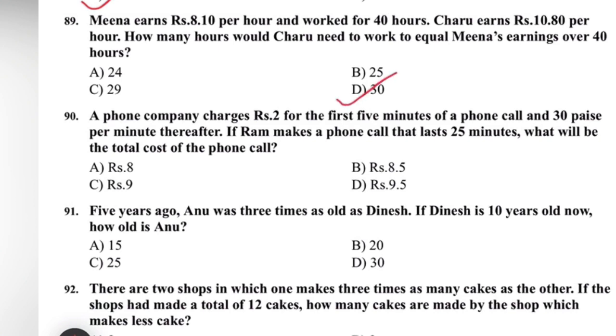Okay, students. Coming to the 90th question. A phone company charges rupees 2 for the first 5 minutes of a phone call and 30 paise per minute thereafter. If Ram makes a phone call that lasts 25 minutes, what will be the total cost of the phone calls? So what is it, students? Actually the answer here is option A, rupees 8.